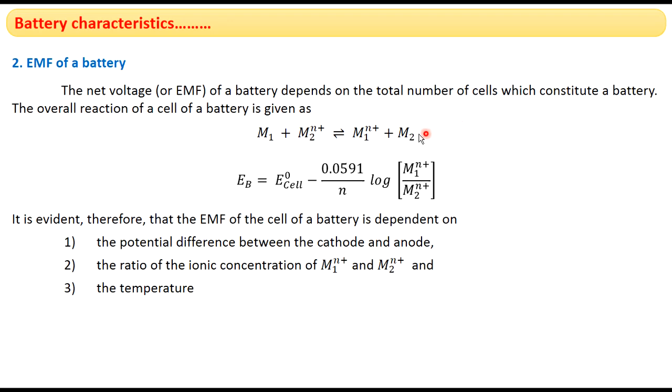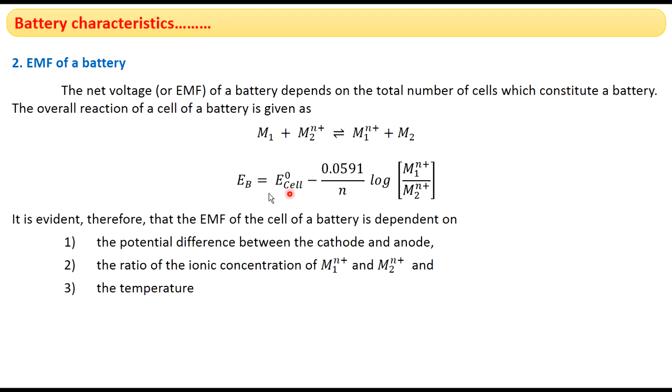And for a cell having overall reaction M1 + M2n+ ⇌ M1n+ + M2, consider this as the overall reaction of a cell. For this cell, we can calculate the EMF of the battery. EB stands for EMF of the battery, that is calculated as E° cell minus 0.0591/n log [M1n+]/[M2n+].